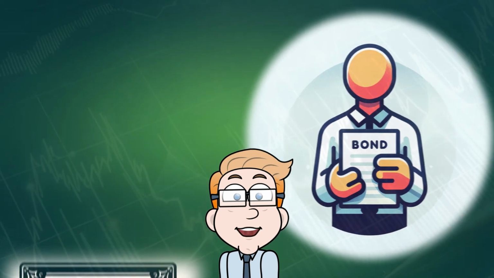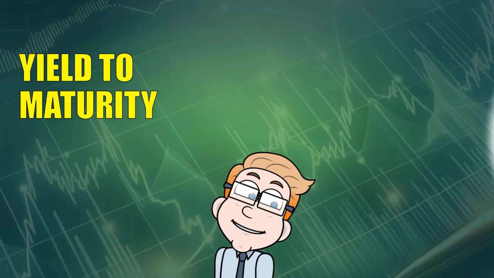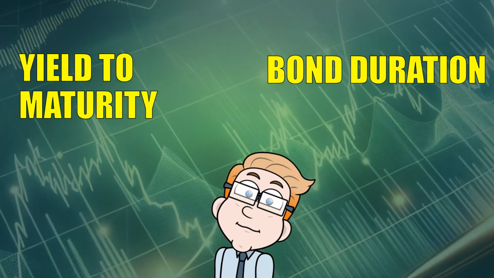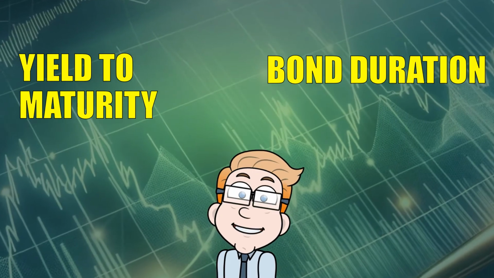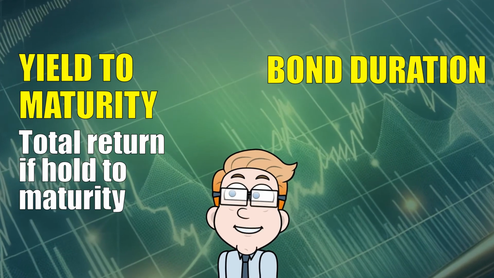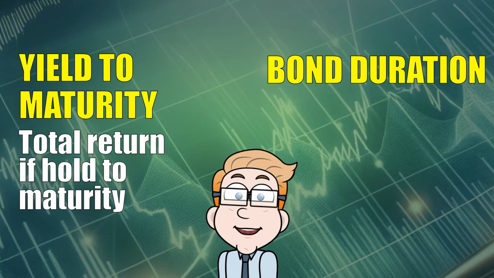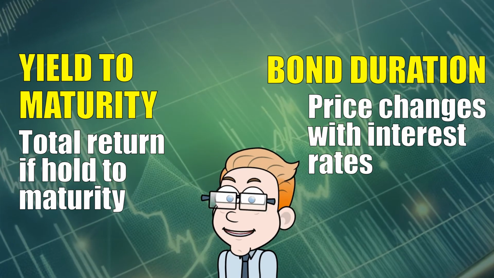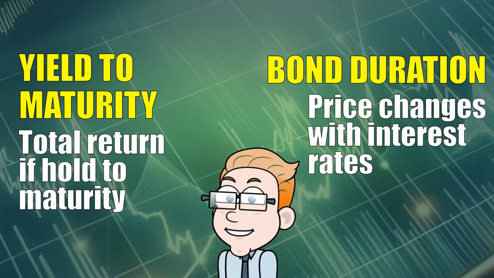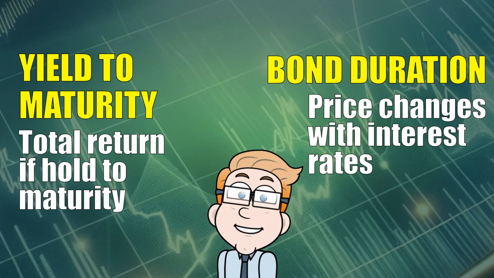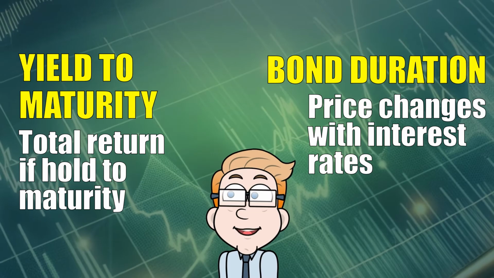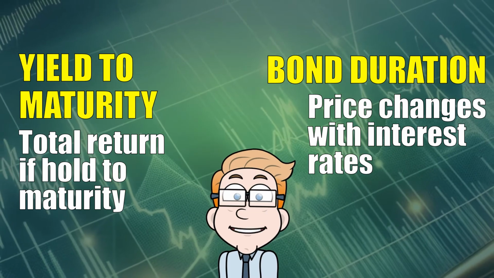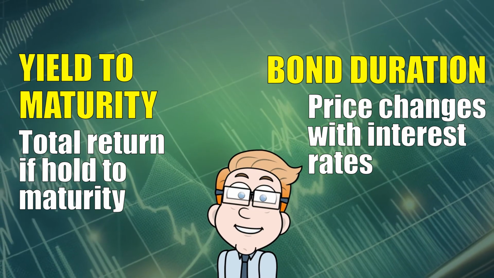A couple other terms you may hear about related to bonds and interest rates are yield to maturity and bond duration. Yield to maturity is the total return you can expect if you hold a bond until it matures, and it's a great way to compare different bonds. Bond duration is a measure of how much bond prices are likely to change with interest rates. Generally, the longer the bond's duration, the more its price will fluctuate with interest rate changes.